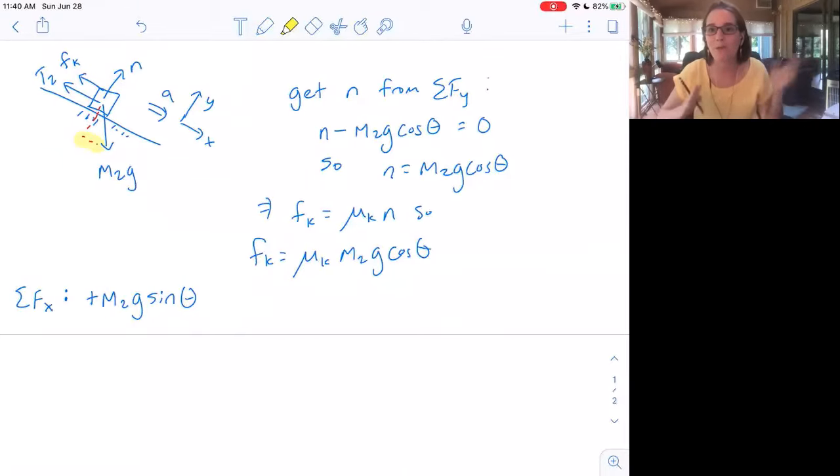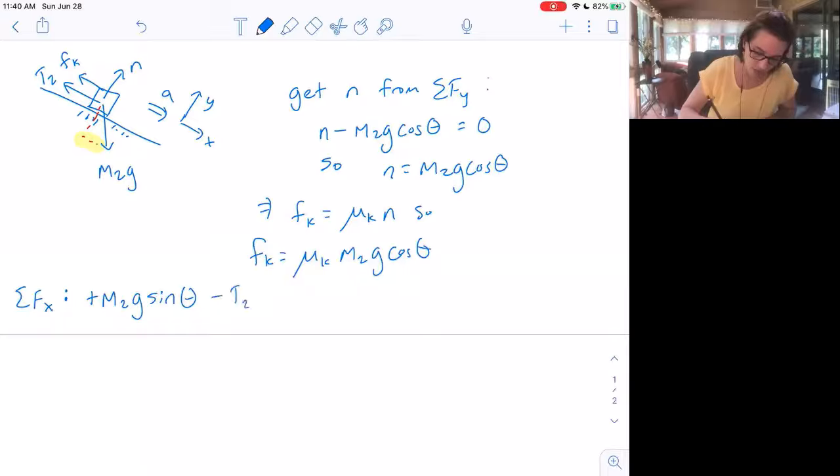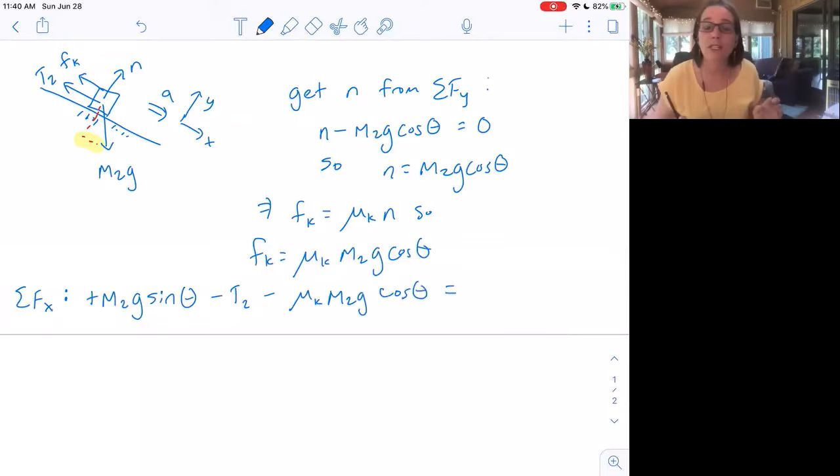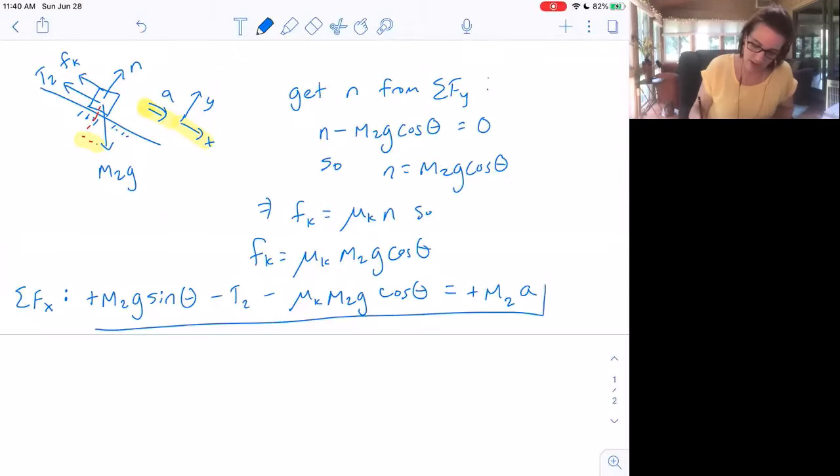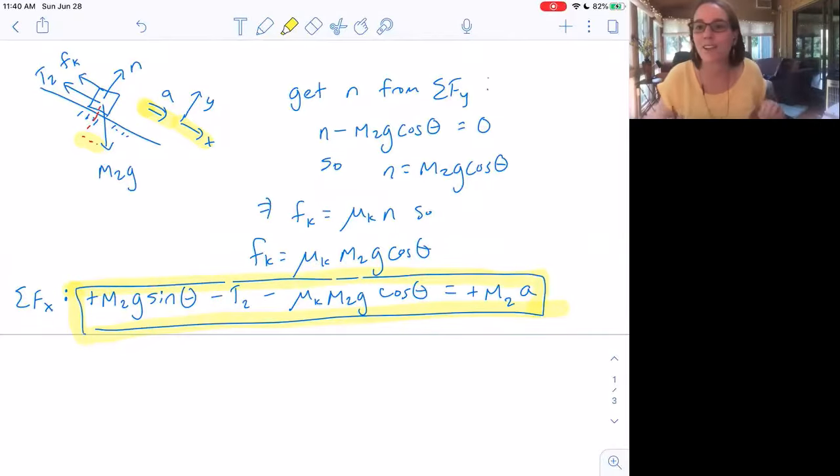A lot of people forget about that one, but don't forget about it because it's literally what's making it slide down the ramp in the first place. So m2g sine theta minus T2 minus this f sub k, so minus mu sub k m2g cosine theta. And then I set the sum of the individual forces equal to either plus ma or minus ma. In this case, I also have a in my positive x direction. So I'm going to set that equal to plus, and then remember your subscripts, m2a. I'm going to give that a nice box, mark it so it's easy to find, and we are set.